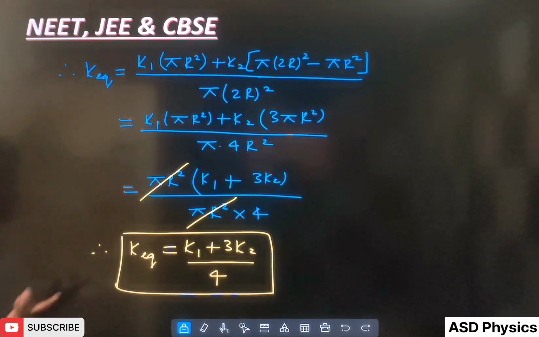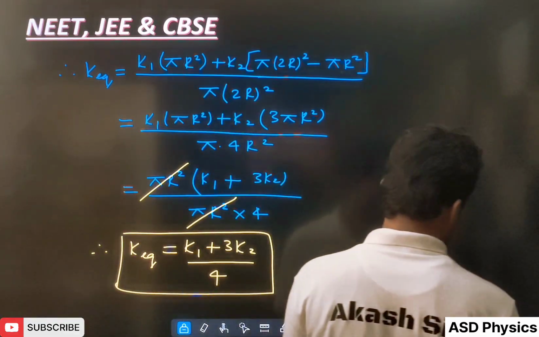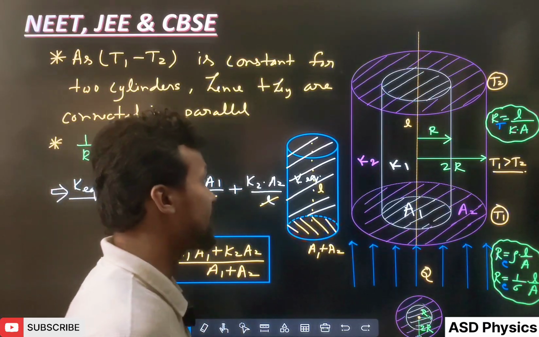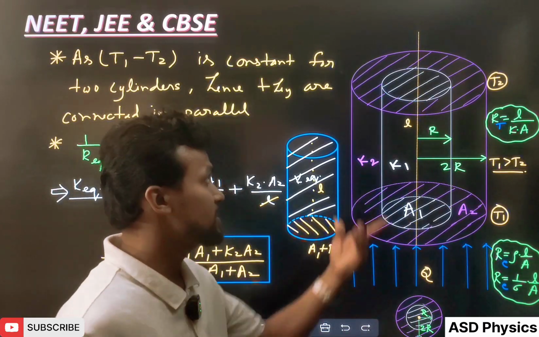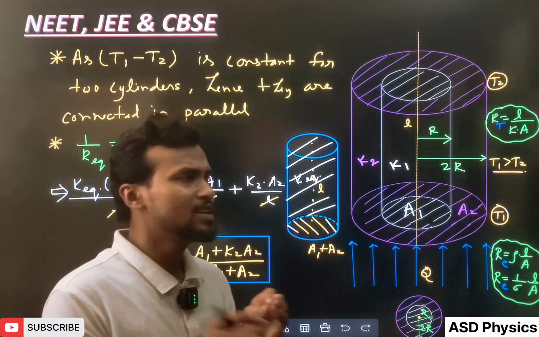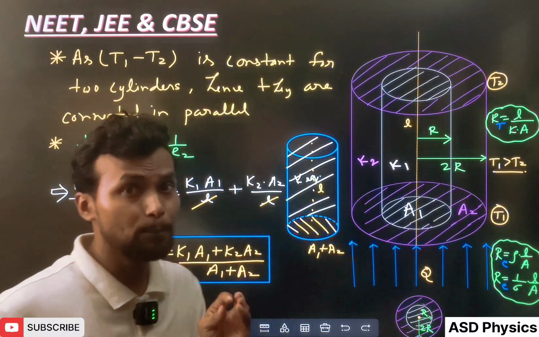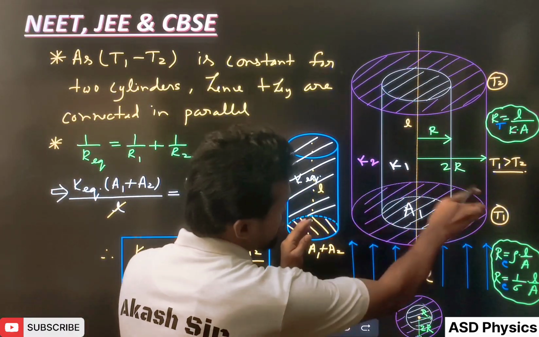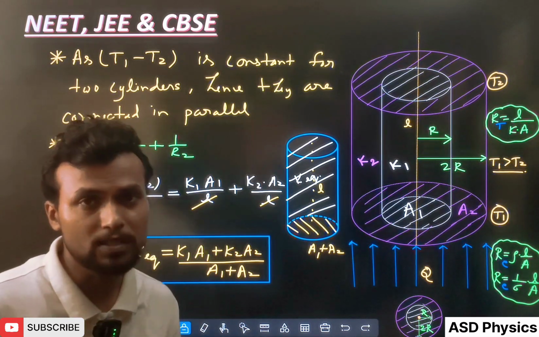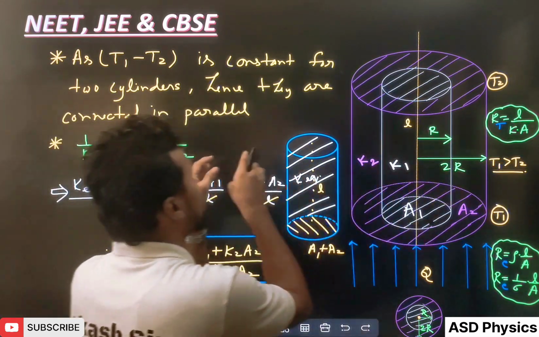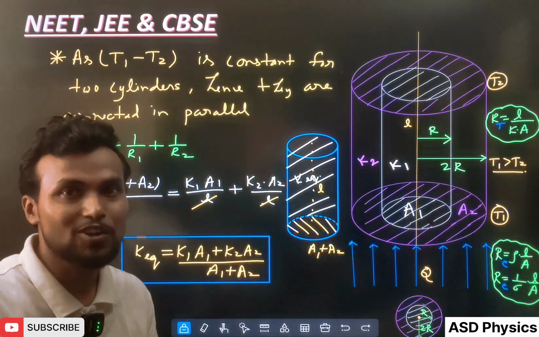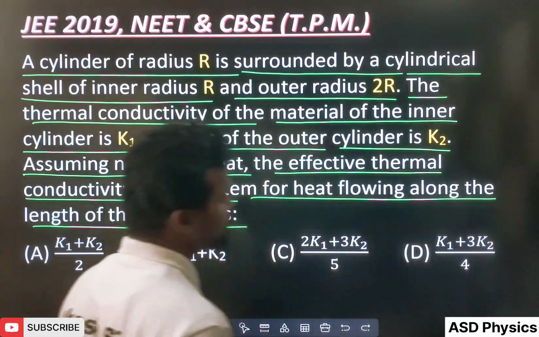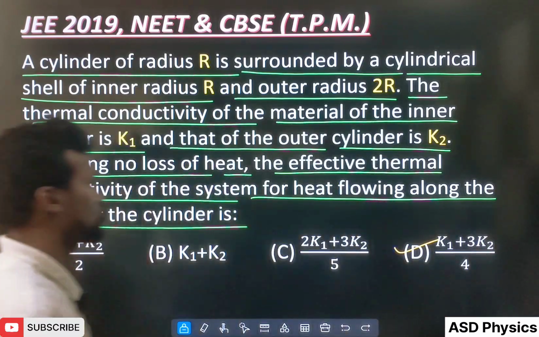Remember that this equivalent thermal conductivity depends only upon the material, so whenever we find it, the dimensions should be the same. You can see this is the bigger cylinder and this is the smaller cylinder, but this is just written for the example. Both have the same dimensions: this L, this also L, and area of cross section A1 plus A2. Ideally I should have drawn them the same size, but due to shortage of space I drew it like this. So the correct option is K1 plus 3K2 by 4.